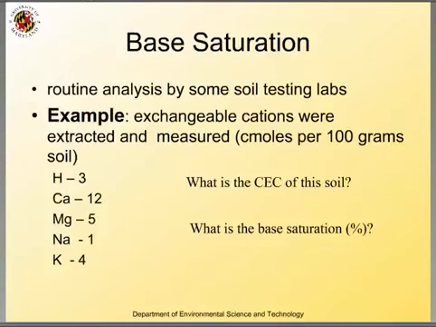All you have to do is add them up. They already expressed them in the right units. 25. This soil has a CEC of 25 units of charge, centimoles per 100 grams of soil. If you get your data in centimoles per 100 grams of soil, all you have to do is add them up.